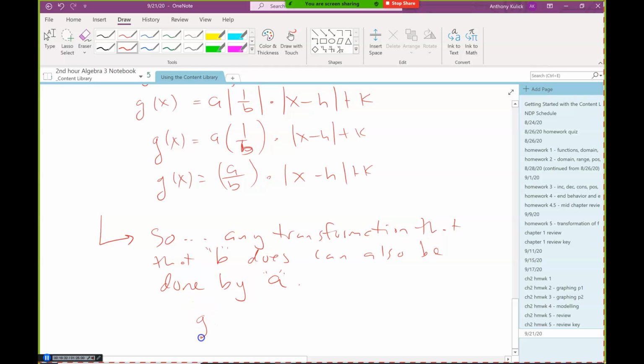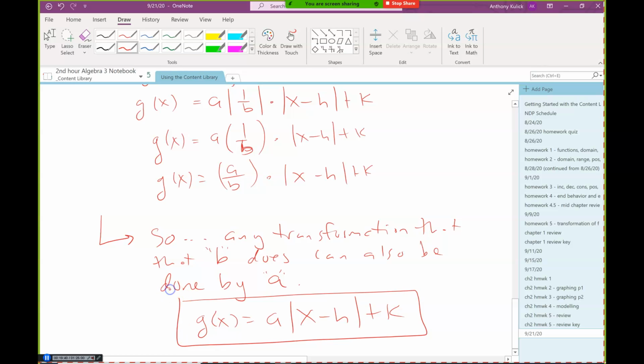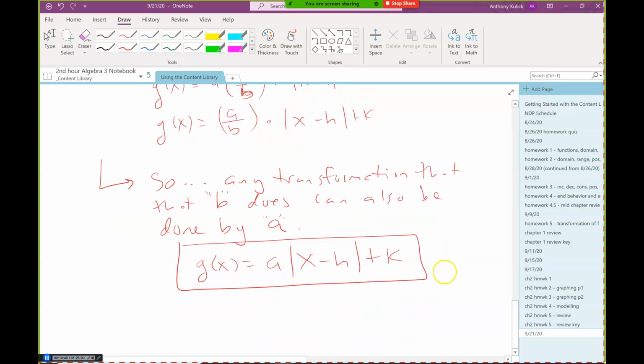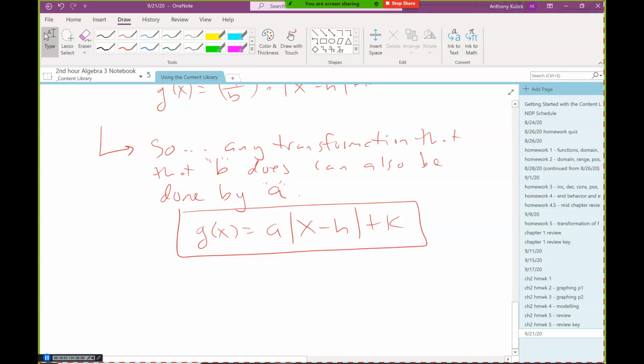So this gives us then, for absolute value, we don't really need the b at all. So for absolute values, our general transformation is just going to be this. g of x equals a times the absolute value of x minus h plus k. That's one ingredient that we're going to need for our graphing.